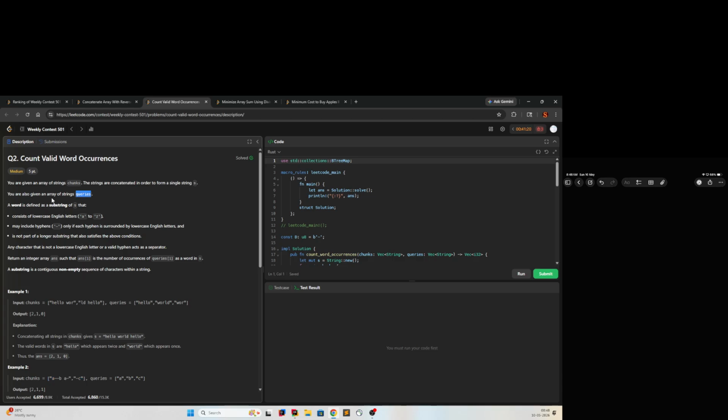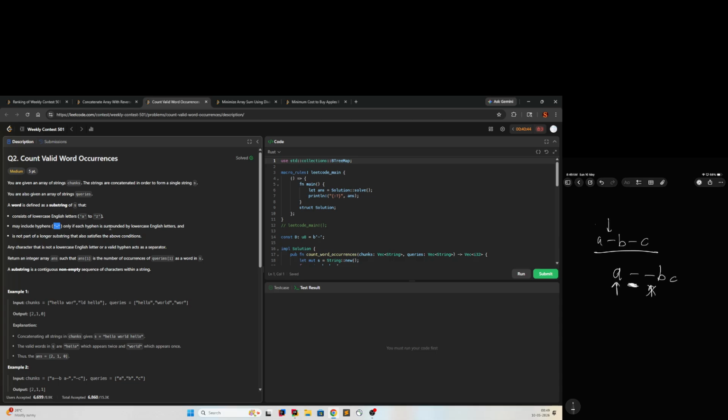Then we are given queries. Also, we are given a definition of a word, a substring of S such that it contains lowercase characters or one hyphen surrounded by both. Like it can contain multiple hyphens, but it has to be like A hyphen B hyphen C. Like this is a valid scenario, but A hyphen hyphen B C is not valid, because each hyphen should have English letters on both sides. So if you see this one, it has A here, but it does not have any English character here. So only one hyphen is allowed.